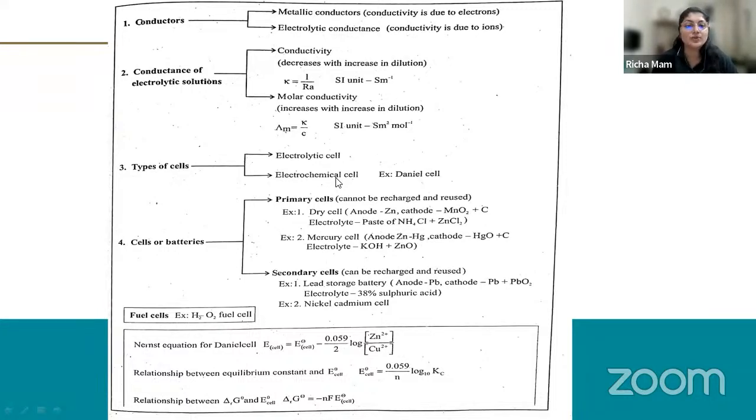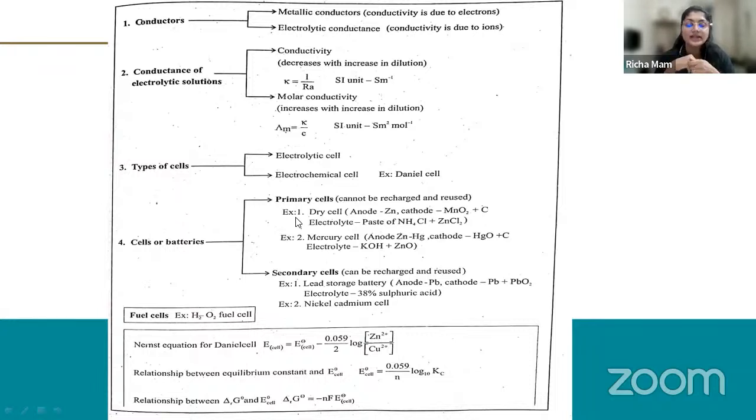Your redox reaction is nothing but a chemical reaction. What do you mean by redox reaction? Redox reactions are those reactions where oxidation and reduction take place simultaneously. So the electrochemical cell is a device in which electricity is produced using a spontaneous redox reaction.